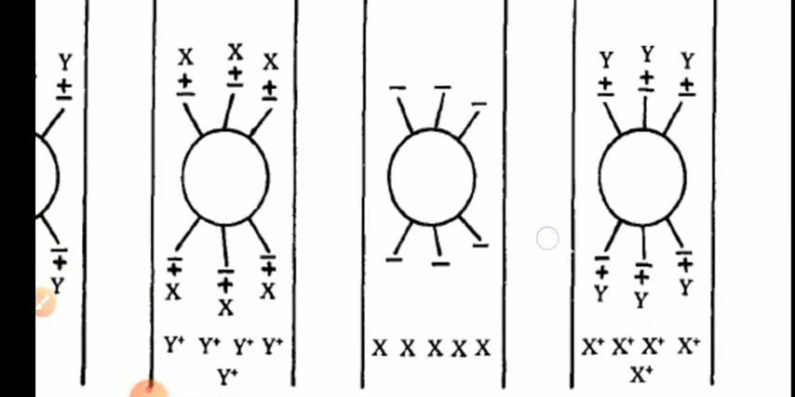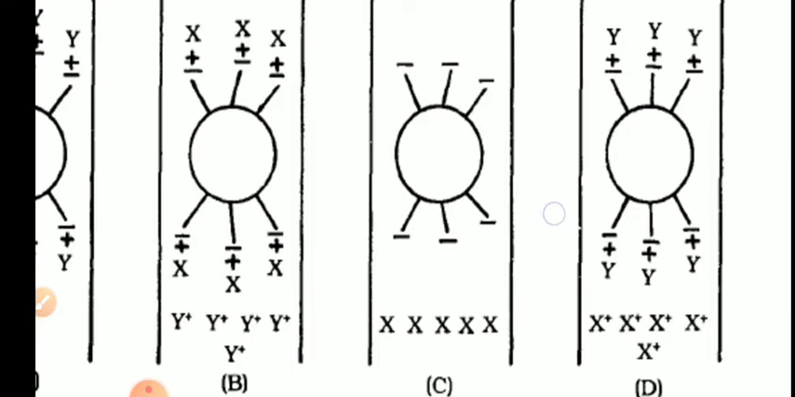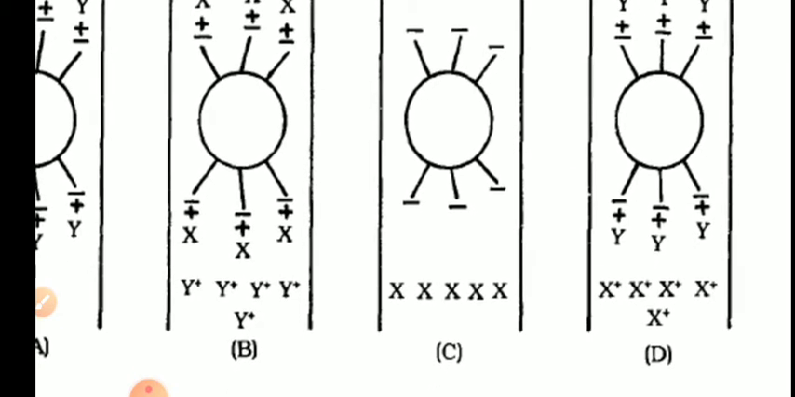The next thing is you have to remove the X plus ions. How can you remove the X plus ions? Convert them into uncharged molecules. How? By increasing the pH. Okay, and they will be easily removed, right?